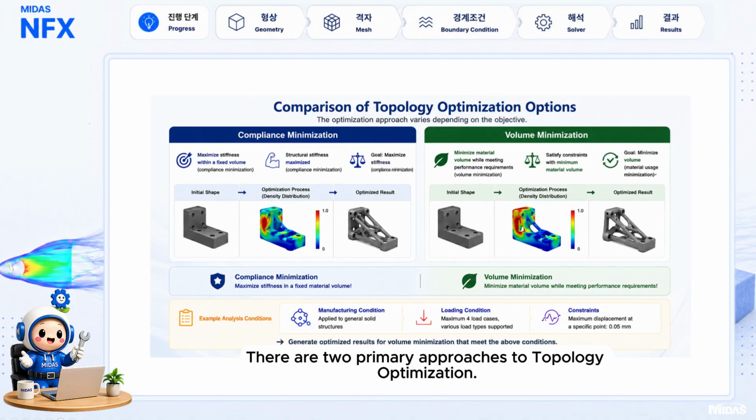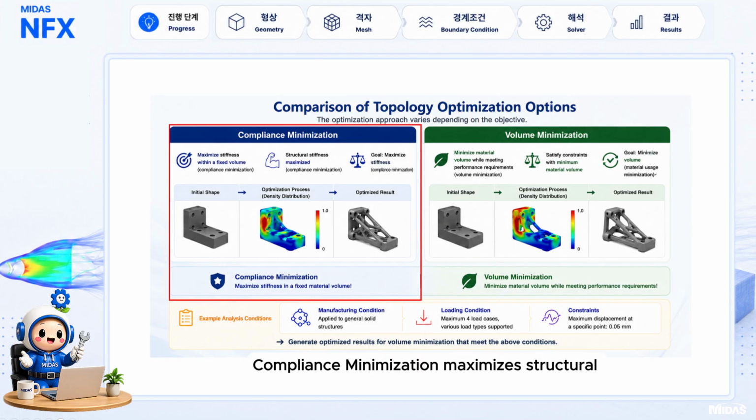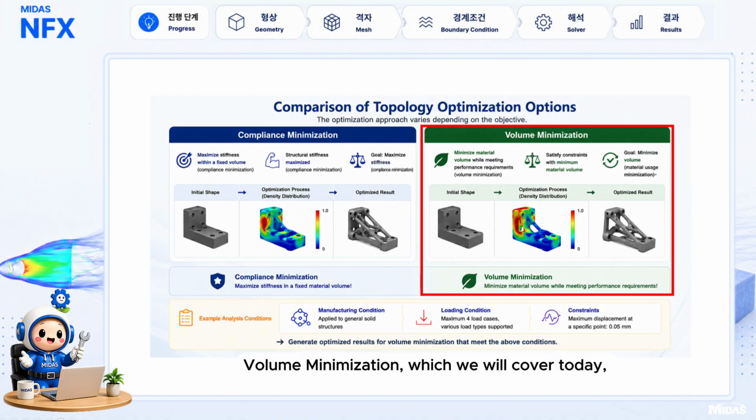There are two primary approaches to topology optimization. They are compliance minimization and volume minimization. Compliance minimization maximizes structural stiffness within a specified amount of material. In other words, it finds a shape that minimizes deformation while maintaining stiffness. Volume minimization, which we will cover today, reduces material volume while satisfying the required performance criteria.